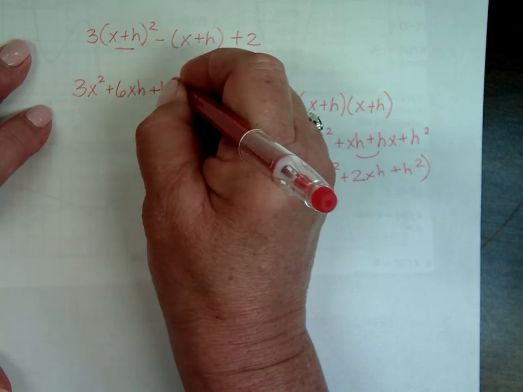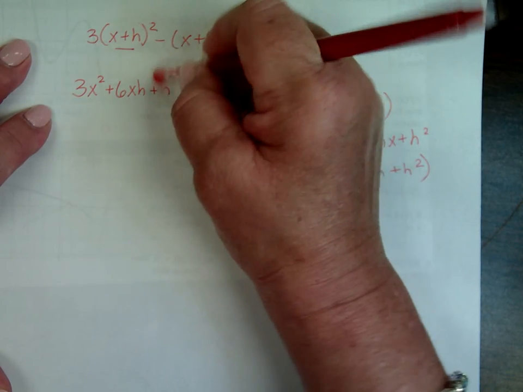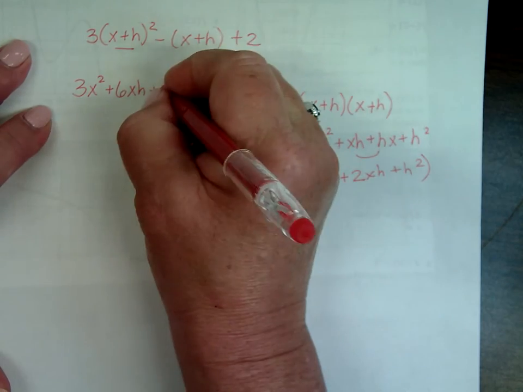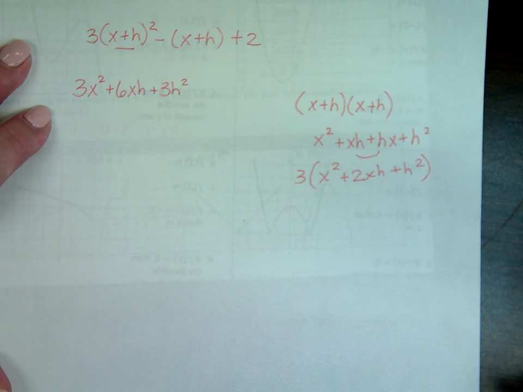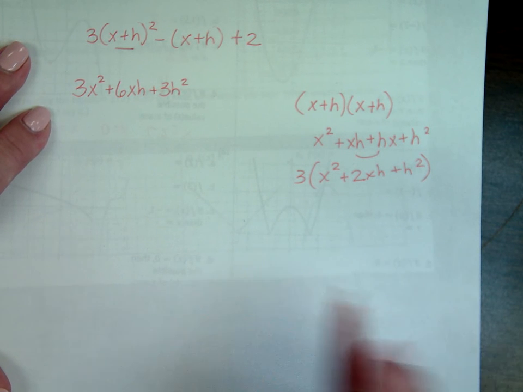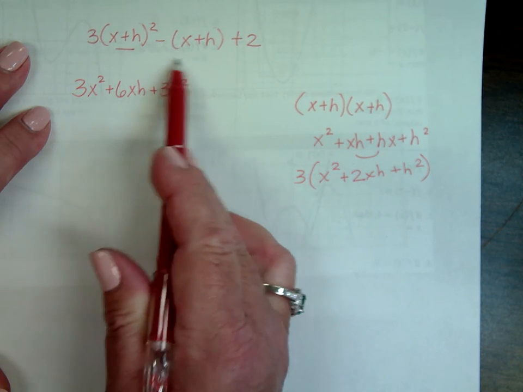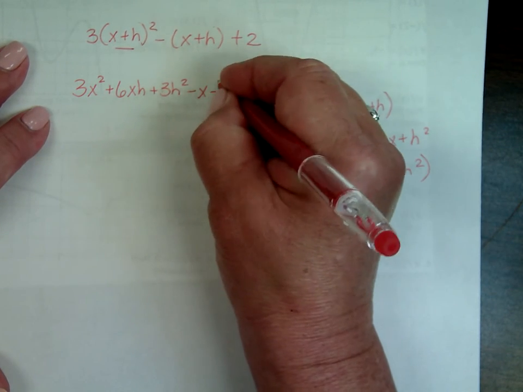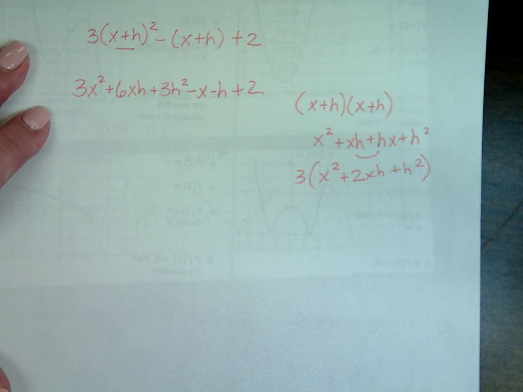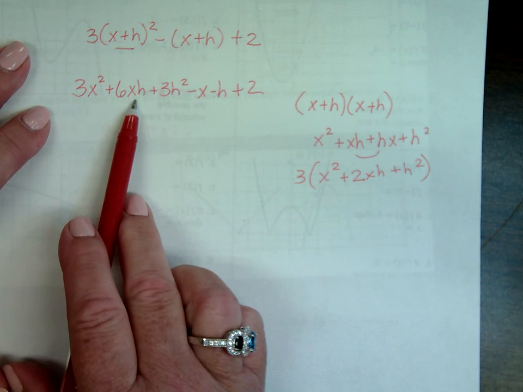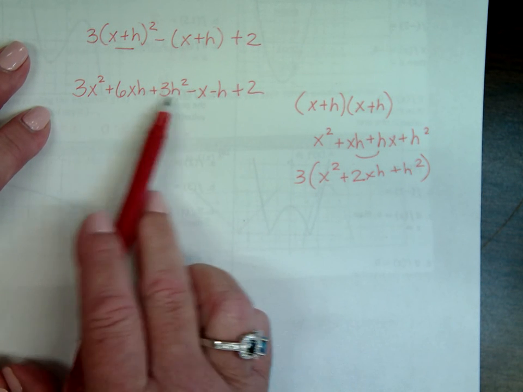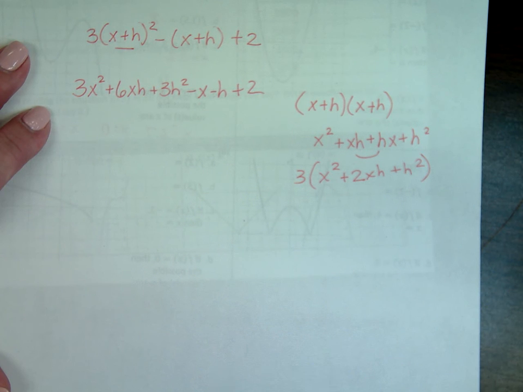Thank God for erasable pens. 3h squared. That takes care of this whole front load. Now I'm to the middle with these parentheses. So distribute the negative, minus x, minus h, plus 2. And you've done the hardest part. Now it's just a matter of combining like terms if there are any. And I'm looking down the line. Ain't no other x squareds, ain't no other xh's, ain't no other h squareds. There is nothing there to combine. That is my final beastly answer right there.